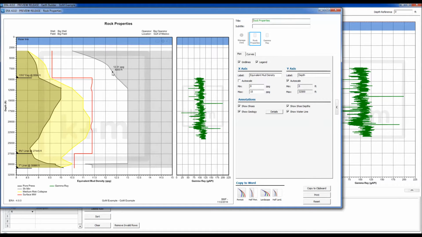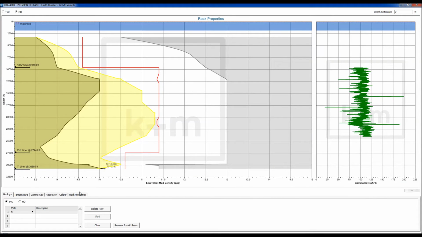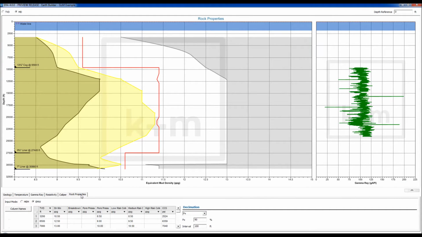What it doesn't tell us is how these limitations would change if I were to alter my well path, different inclination, different azimuth. So what we've got now in ERA, if I click on rock properties, is rather than just defining those limits on a TVD or MD basis as computed values that came from our geologists or geomechanical specialists, we can run the inputs, and you'll notice here input mode, rather than in EMW, which stands for equivalent mud weight, we can run it in mechanical earth model or MEM mode.